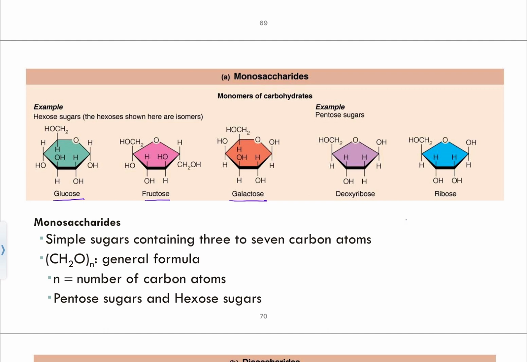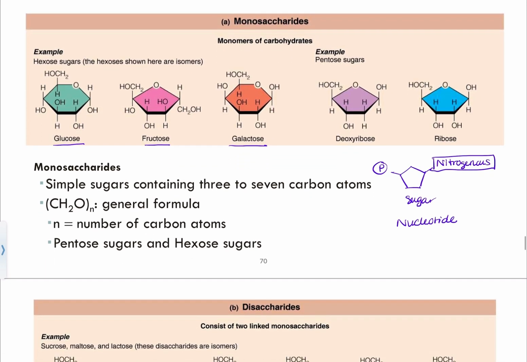So our general formula for a nucleotide is some sort of sugar, and we'll talk about this later, a phosphate, and then a nitrogenous base. And this is what one nucleotide looks like. So the sugar, whether it's a deoxyribose or ribose, that sugar is considered a monosaccharide.